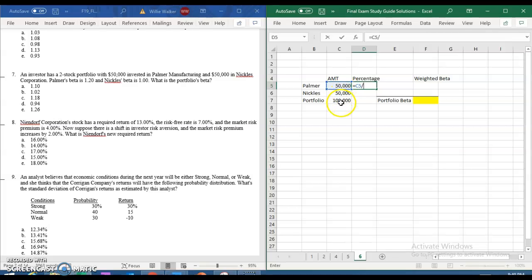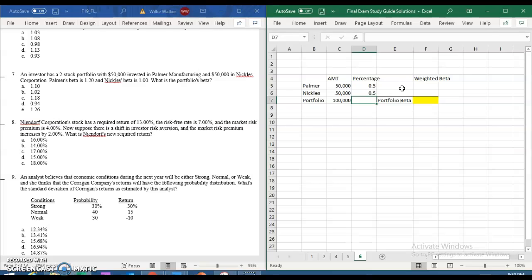divided by the entire portfolio amount. So the amount invested for the next company or Nichols divided by the entire portfolio amount, right? So to get our weighted average for each investment, we just divide the amount invested in that particular stock by the entire amount of the portfolio. In this case, they are divided evenly, so they're both at 50% each.